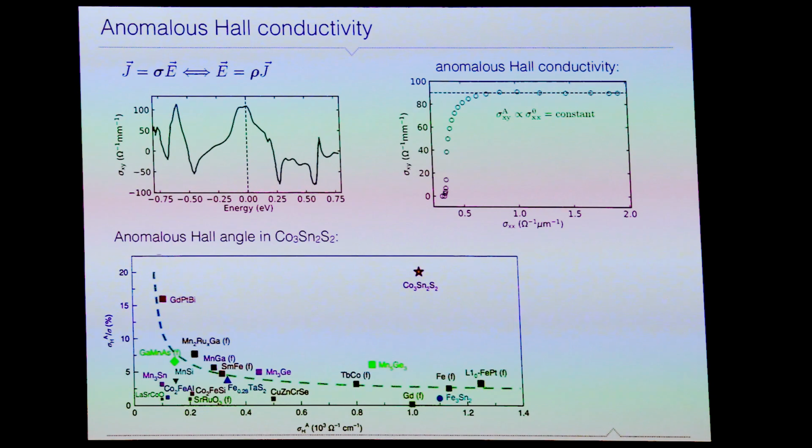Your charge current is the result of your conductivity tensor times the electrical field. And if you replace it with the resistivity tensor, you find equations where, if you know the longitudinal resistivity and the transverse resistivity, you can calculate the conductivities as well. And if you now plot the transverse conductivity, so the anomalous Hall conductivity, as a function of the longitudinal conductivity, you see that it reaches a plateau of somewhere like 95 Siemens per millimeter, so 950 Siemens per centimeter.